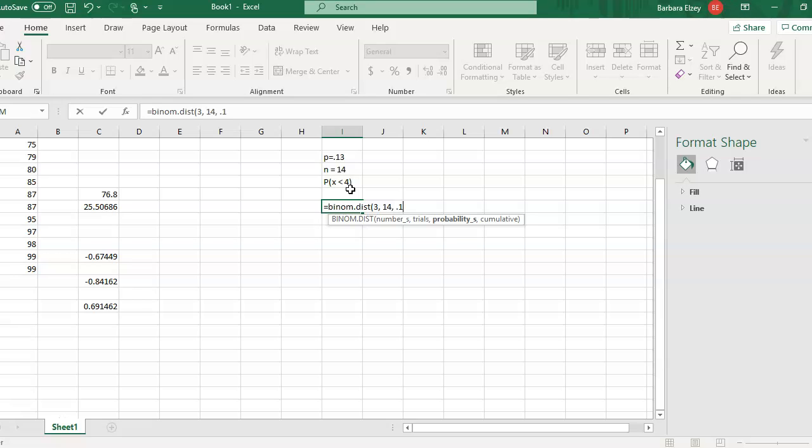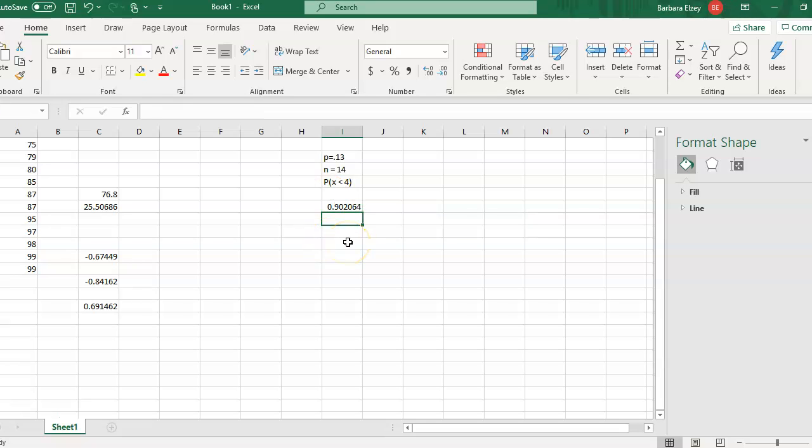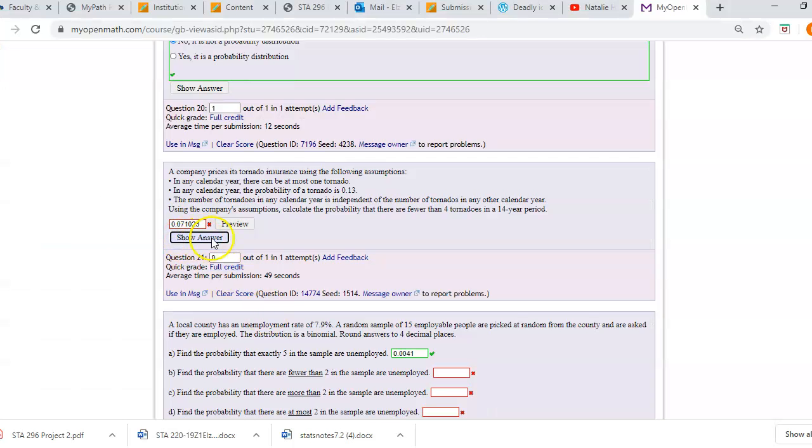All right, and our trials are 14. Our probability is 0.13, and then we put the word true for cumulative. And then that gives us our answer of 0.9021. And of course, over here in your homework, I don't know if you can show the answer, I don't think you can, but that's exactly what we're looking at right there.